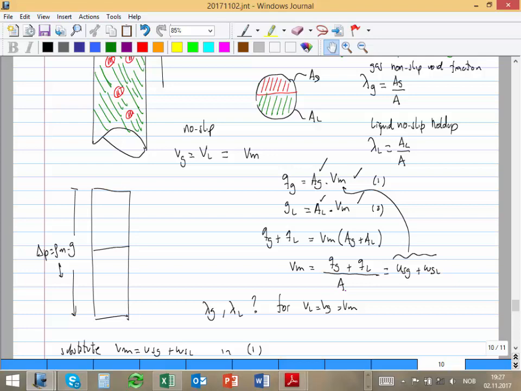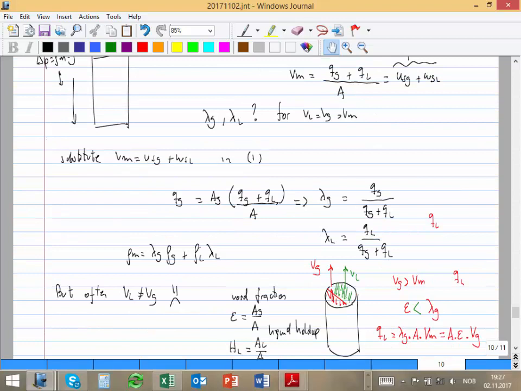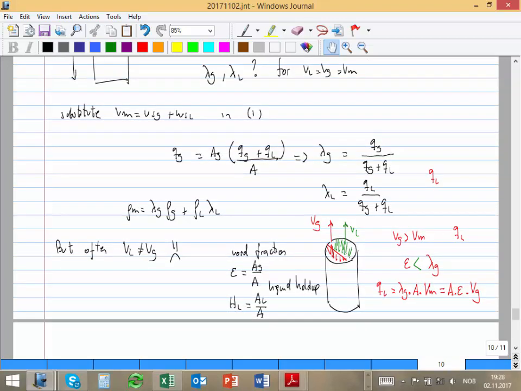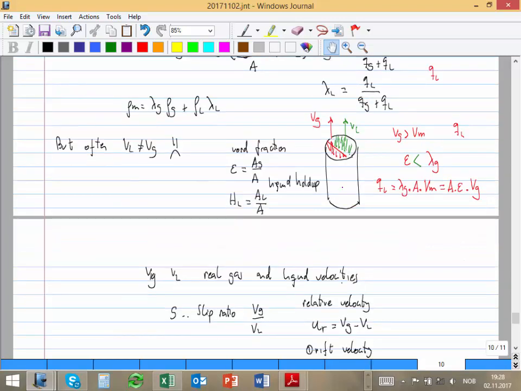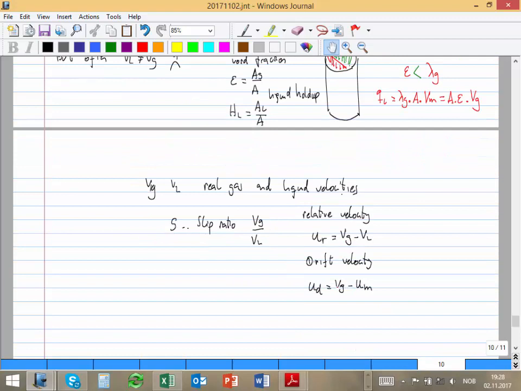The problem is that doesn't happen all the time. What happens is actually they have different velocities. For example, the gas goes much quicker than the liquid. If that's the case, then I told you we call it the void fraction, and the liquid holdup, we don't put the word non-slip, we just call it like that. And then I told you what happens if the velocity of the gas is greater than the velocity of the mixture. Just by looking at this equation, if this one is bigger than this one, then the gas has to occupy a smaller space in the pipe. That means the void fraction is going to be less. And that's what we call slip. And then there are some other definitions, that indicates how big the gas is compared to the liquid.